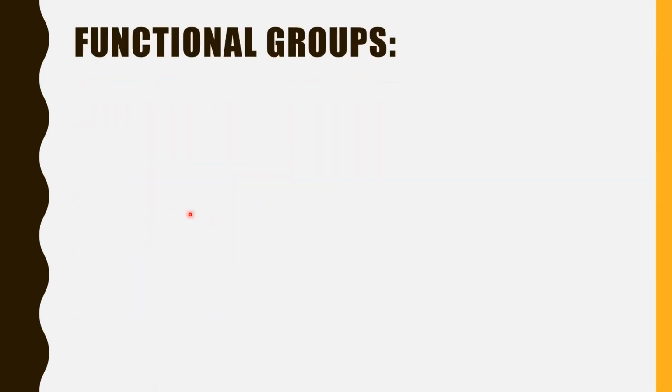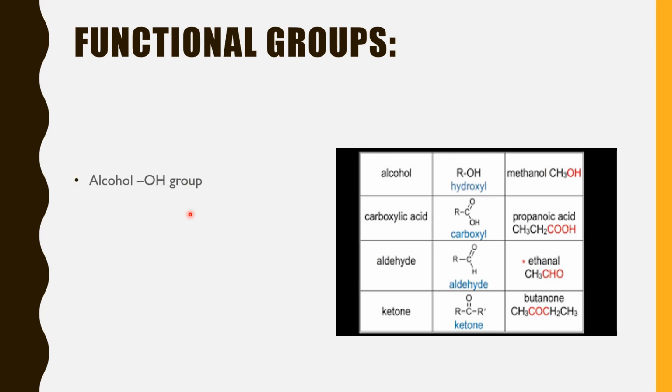Let's see the functional groups in detail. The first one is alcohol, that is OH group. See this, ROH ends with OH and it's an alcohol group. The examples are methanol, ethanol, etc. The molecular formula is CH3OH. If it is ethane, that is two carbons present, it is ethanol.